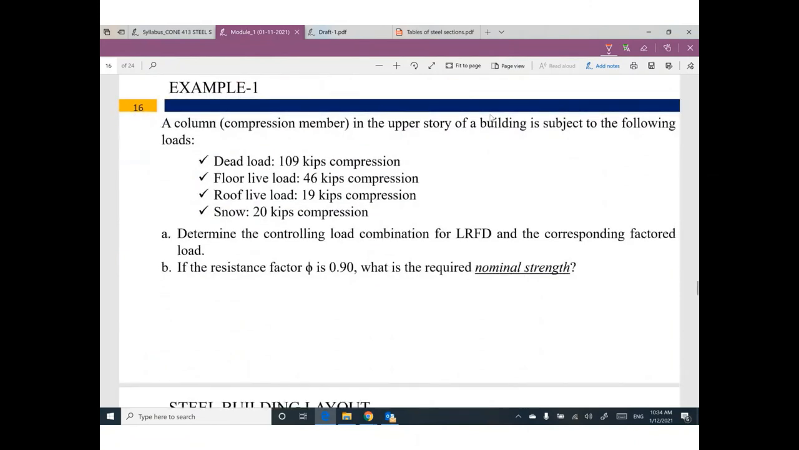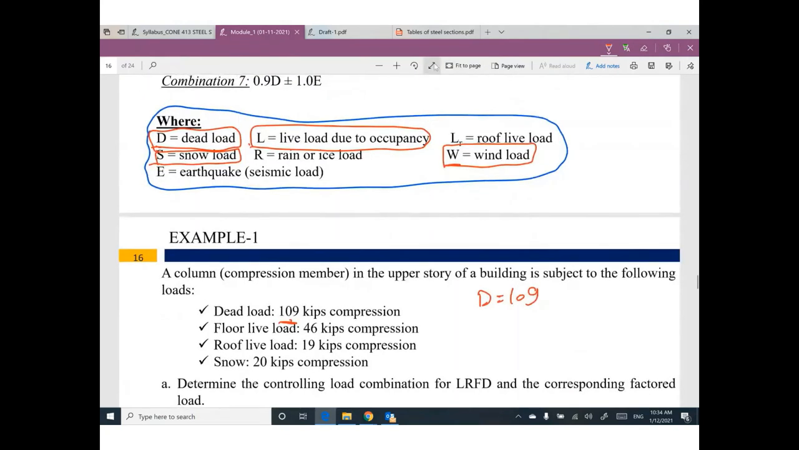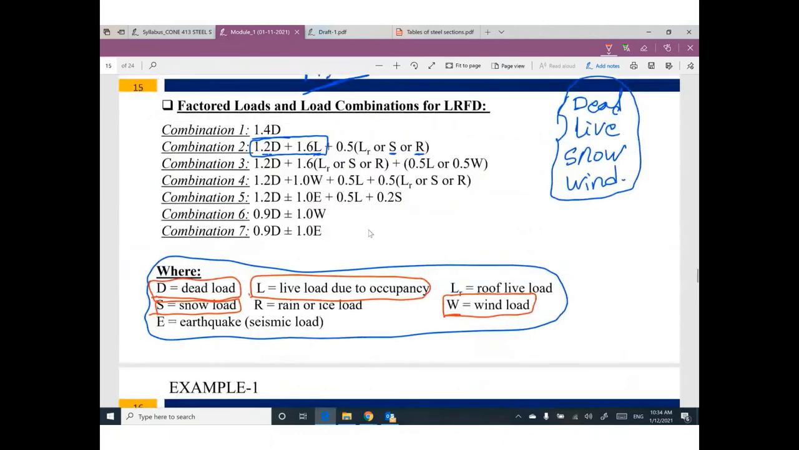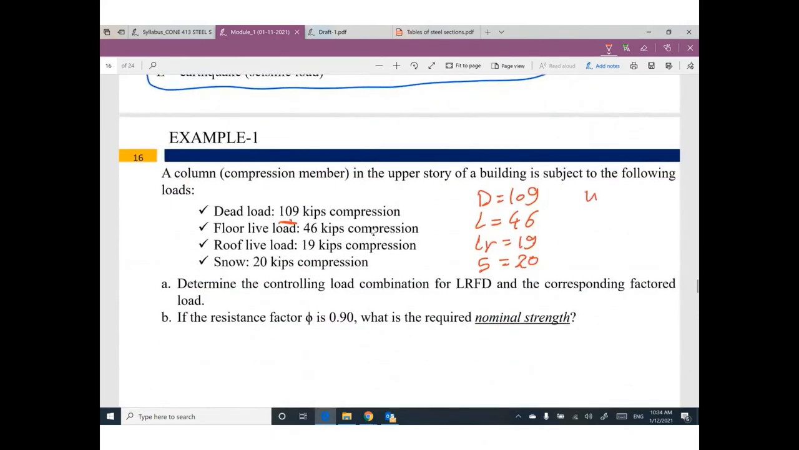We have an example here, which is very easy. Given in this example, the value of dead load, D, equals 109. Floor live load, what is the meaning of floor live load? Floor live load is L, equal to 46. Roof live load, LR, 19. Snow, which is S, 20. Determine the controlling load combination. So go ahead and make all of these combinations. If you don't have a value, your value will be zero. What do I mean? W, which is wind, will be zero. Earthquake will be zero. R is zero.